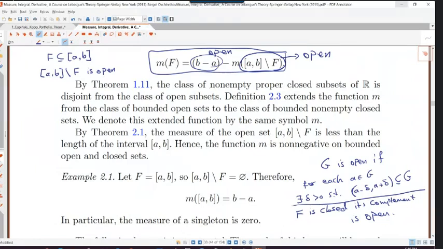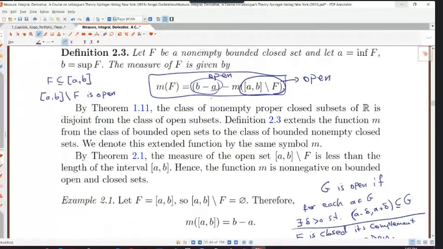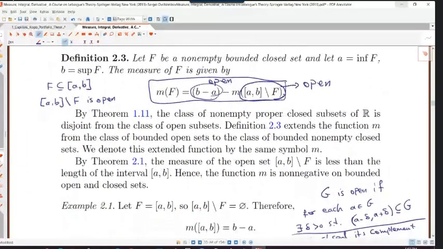By theorem 1.11, the class of non-empty proper closed subsets of R is disjoint from the class of open subsets, because every set that is not open has a complement that will be open. Definition 2.3 extends the function M from the class of bounded open sets to the class of bounded non-empty closed sets. We denote this extended function by the same symbol M.